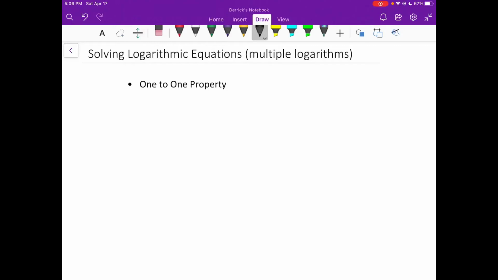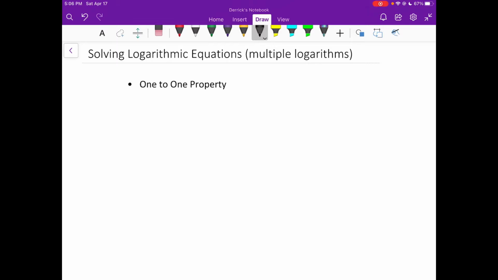When trying to solve equations that have multiple logarithmic terms in them, there's really two main strategies you can use. One of them would be to use the one-to-one property, which should sound reasonably familiar if you've already watched the video on how to solve exponential equations when there's two exponential terms.